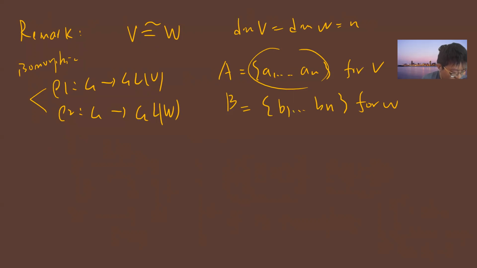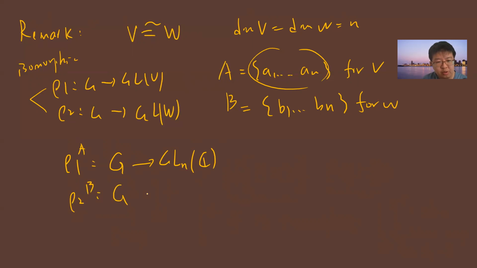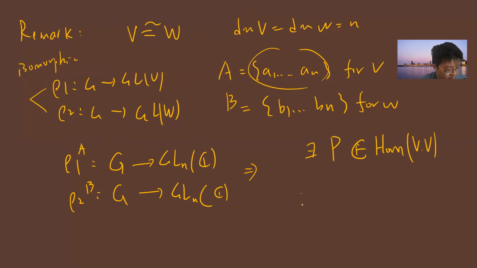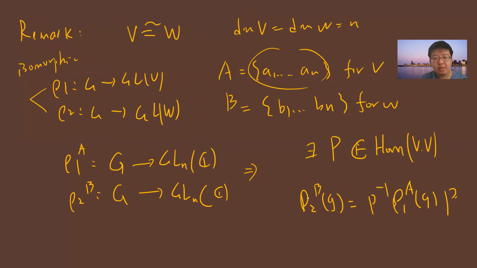Let me just prove it. For each one you can have the matrix representation. So ρ1 in the A basis is a map from G to GL(n, C), and ρ2 in the B basis is a map from G to GL(n, C). What I want to show is that if they are isomorphic, then these two are equivalent. What I mean by equivalent is that you can find a P which is invertible, a linear map, just a matrix, such that ρ2(B)(G) is the same as P inverse ρ1(A)(G) P. And this is if and only if.